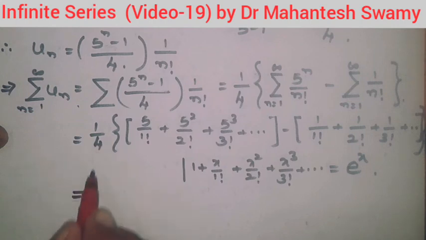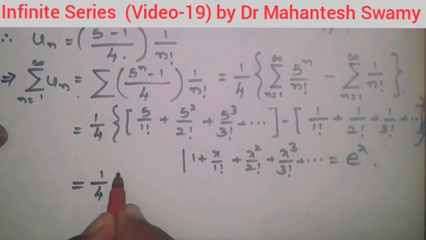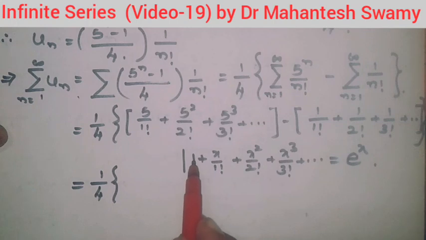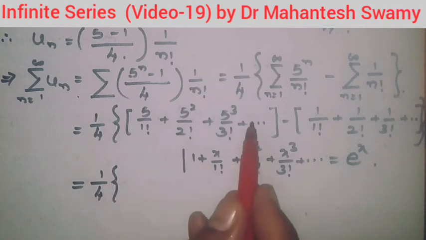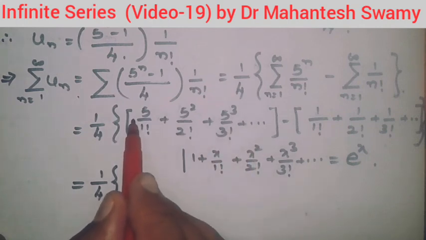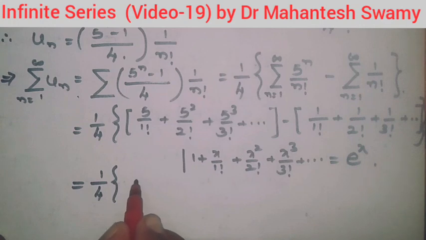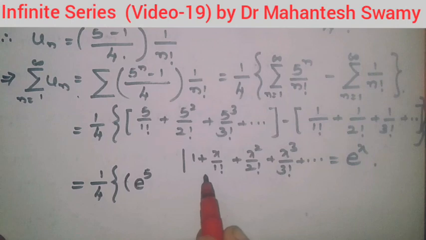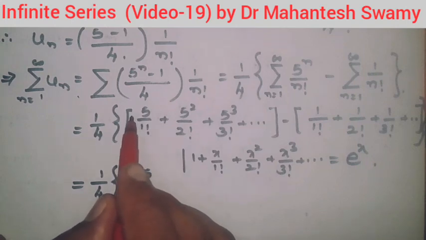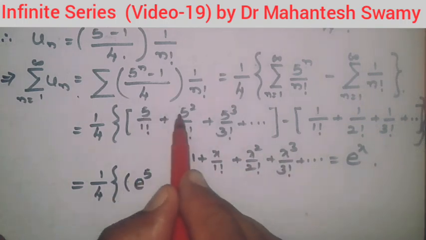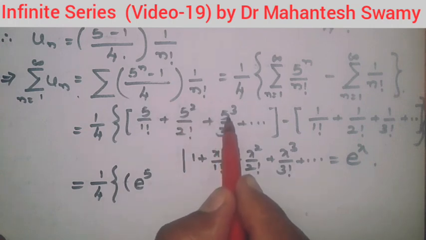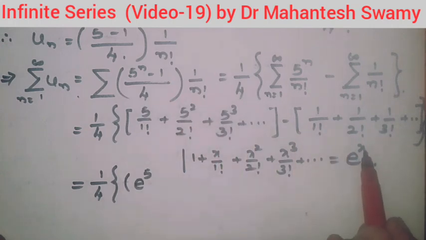Therefore that is going to give us 1 by 4 as it is. Within the bracket, 1 is absent in these two brackets. So let us consider the first bracket. When 1 happens to be here, we would have written e to the power of 5, because here 5, here 5, here 5 we are finding in the first bracket. So x value is 5, therefore e to the power of x becomes e to the power of 5.